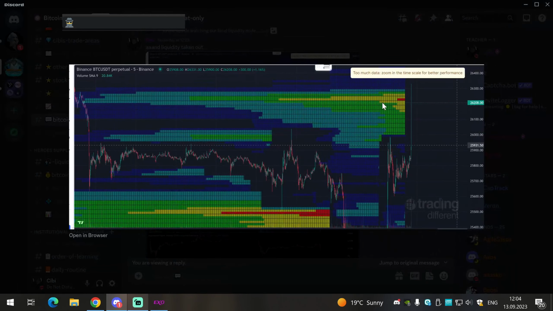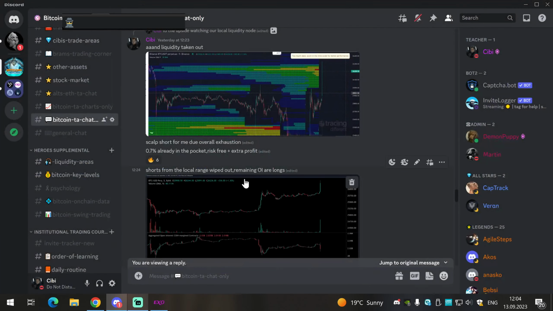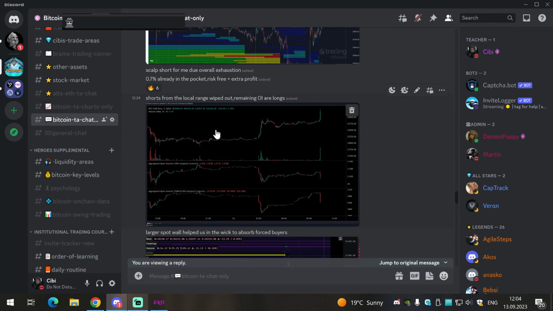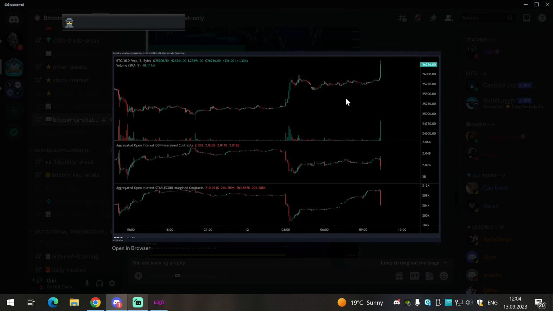We also got the scalp short once we've run all the liquidity to the upside. You see, this was the most aggressive liquidity node buildup to do an aggressive swing failure pattern. But now with this price action, you build a lot more liquidity above us. 26,300 was another trade for me. 0.76% already in the pocket, risk-free extra profit. And shorts from low coverage wipe out, remaining open interest longs. Yeah, that's what I was saying before.